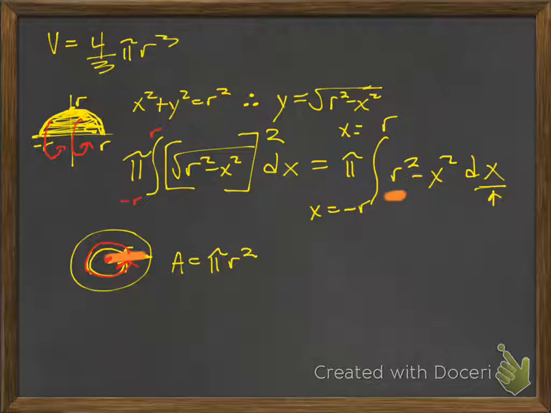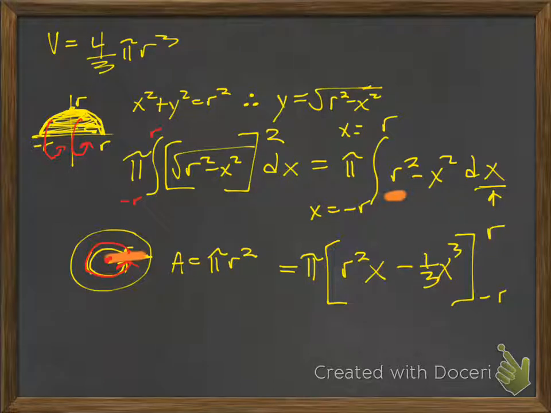If that's a constant, then the antiderivative of r squared is just r squared x. That's going to be the first part, because that's just integrating a constant. And then, of course, it's 1/3 x cubed. Bingo. And we're going from negative r to r. That's the antiderivative, and you can kind of see the light at the end of the tunnel.